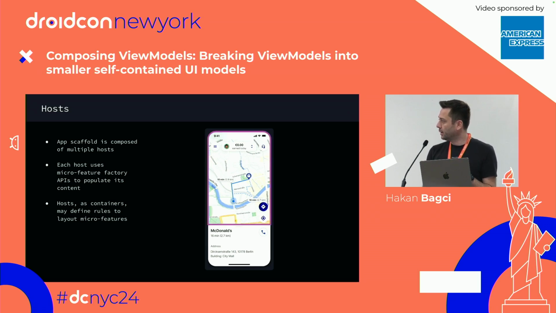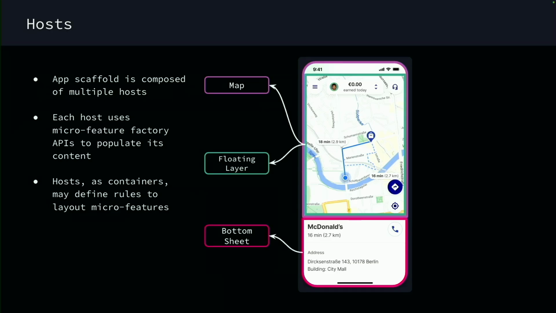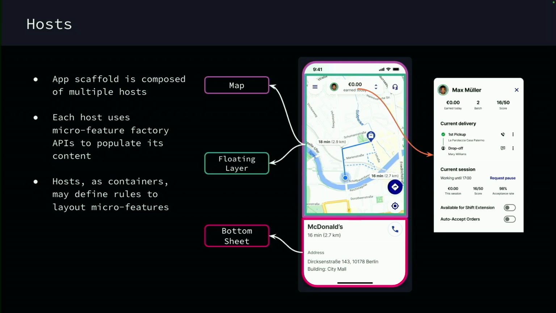Here, let's identify the hosts together. This is the map host, and we also have floating layer host, which is actually above map layer and populates the floating buttons and other buttons on top of map. We have this bottom sheet, which is the primary content provider in the home screen, and the most critical information is shown here. And we also have a nest. When you click on the bubble in the middle, then it opens this nest host, which shows the secondary content, secondary in terms of importance and priority.